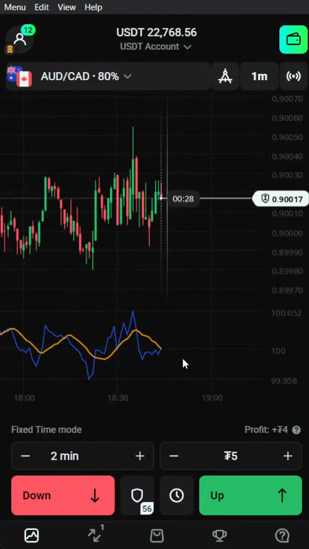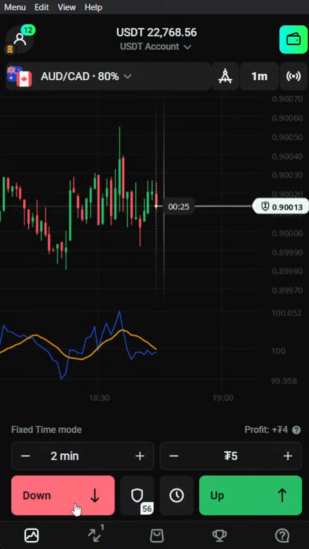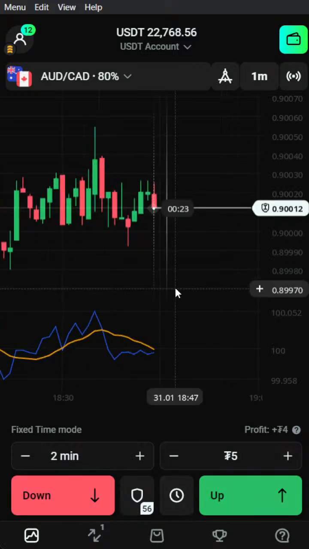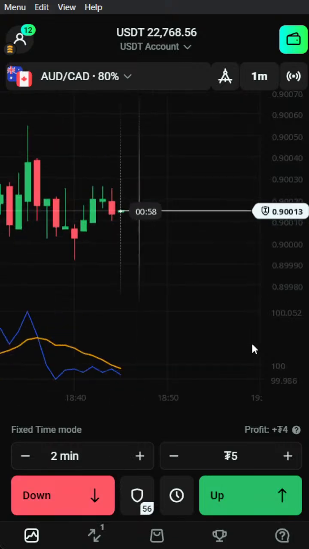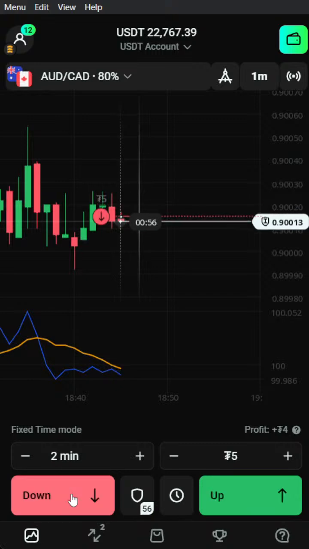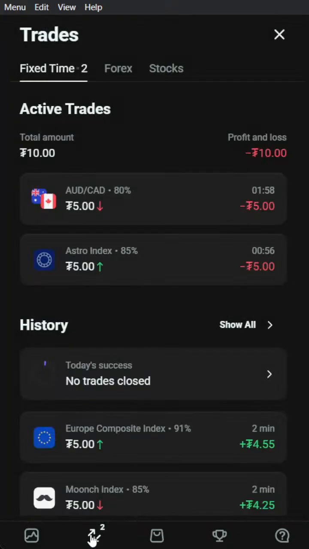Okay, I see a down signal coming up in AUD CAD, right? Let's wait for this candle to end. Once this candle ends, then we make a trade. So 10 seconds more. Let's see. This would be a down trade. I see a crossover has happened. I would risk it as a down trade.